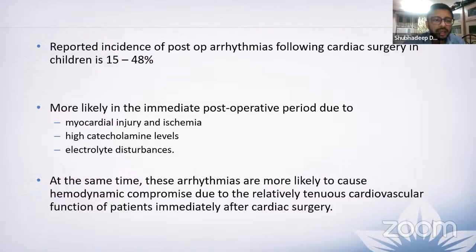And what are the most likely reasons? We know that soon after a cardiac surgery, they are coming off the cardiopulmonary bypass machine, and there is a lot of myocardial ischemia and a lot of myocardial edema. They usually come back on high levels of pressure, so the catecholamine levels are high. There could be electrolyte imbalances like hypo or hyperkalemia, calcium level disturbances, magnesium level disturbances. And as I said, if we don't recognize these arrhythmias early in the course of the ICU, they can have quite significant hemodynamic consequences, because these children are already cardiovascularly very tenuous after a cardiac surgery.